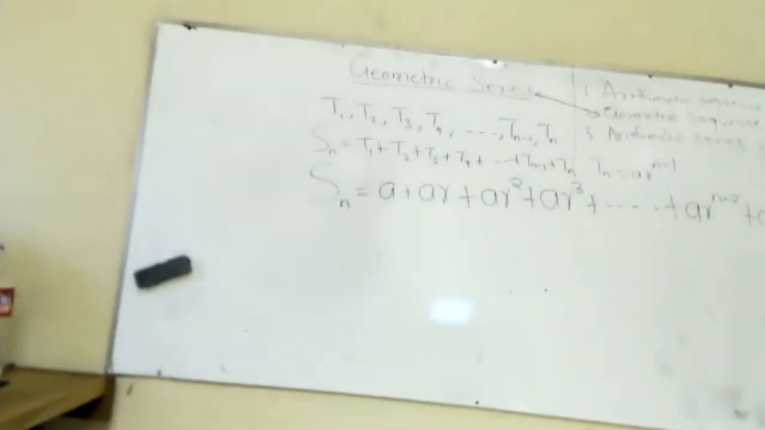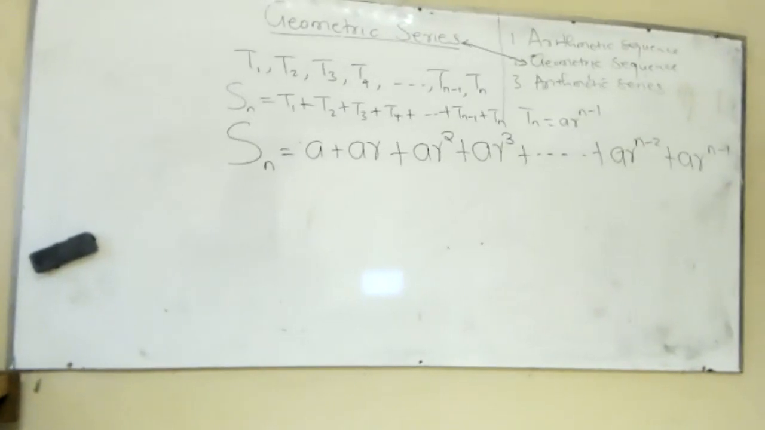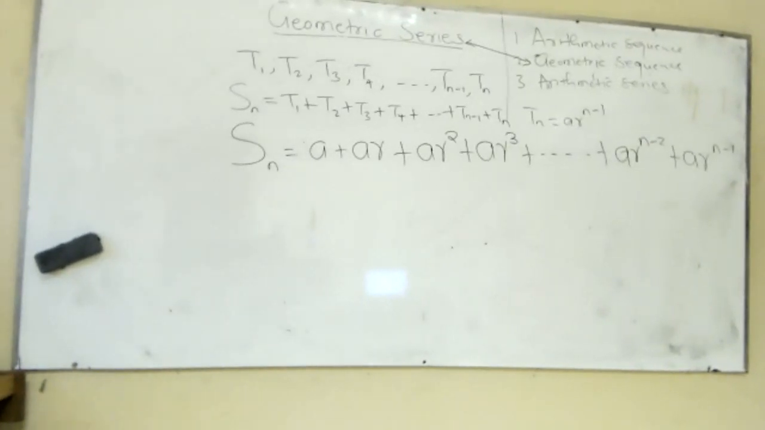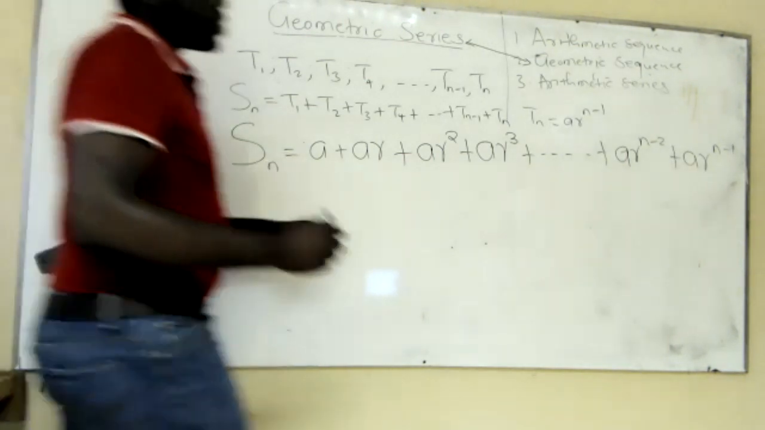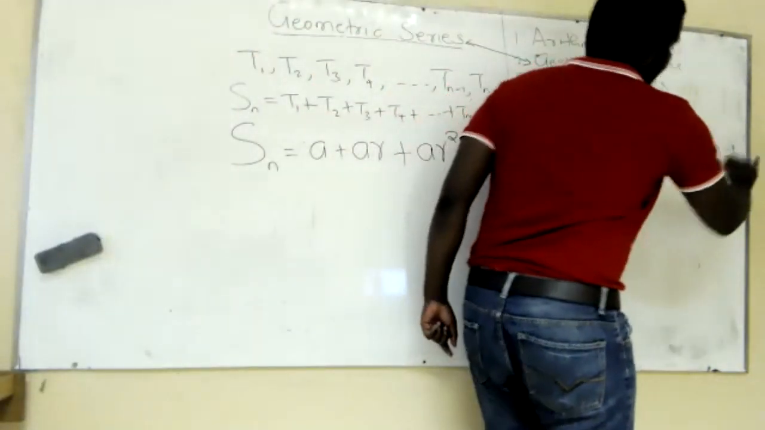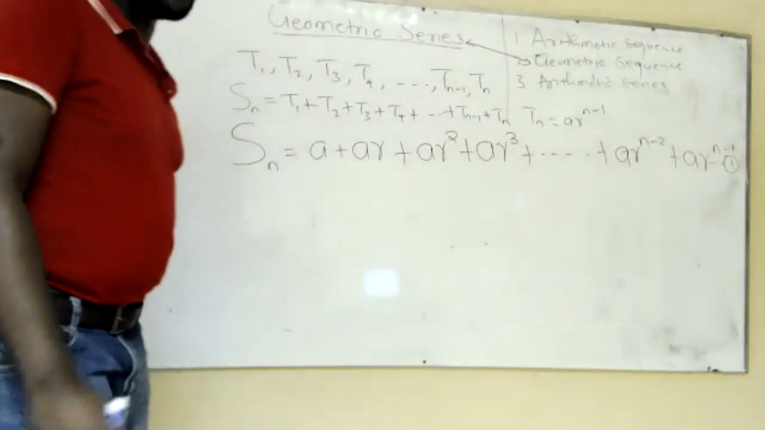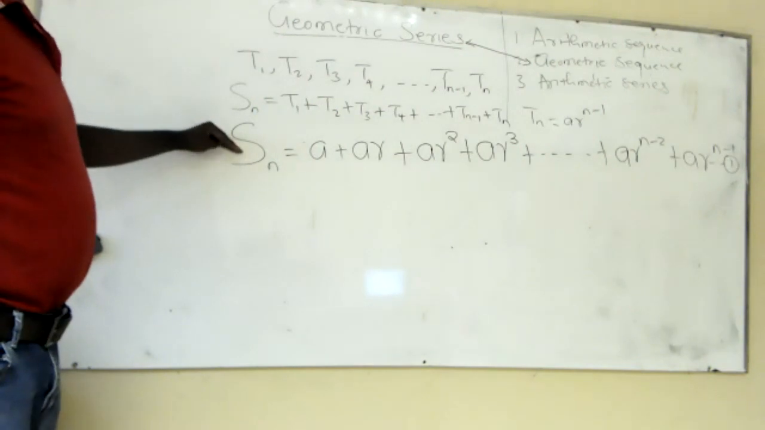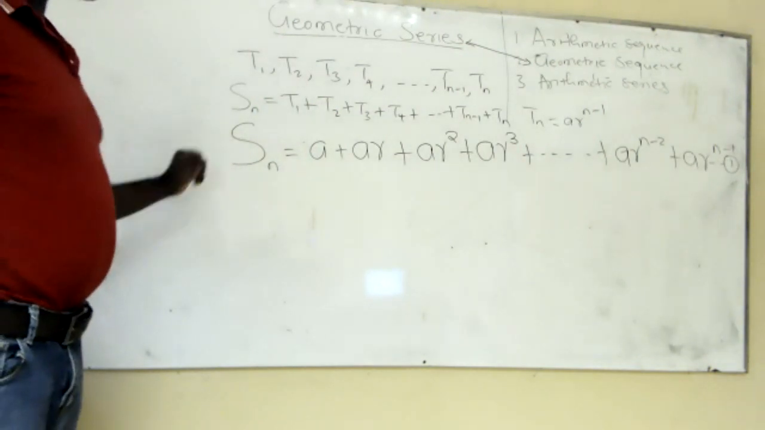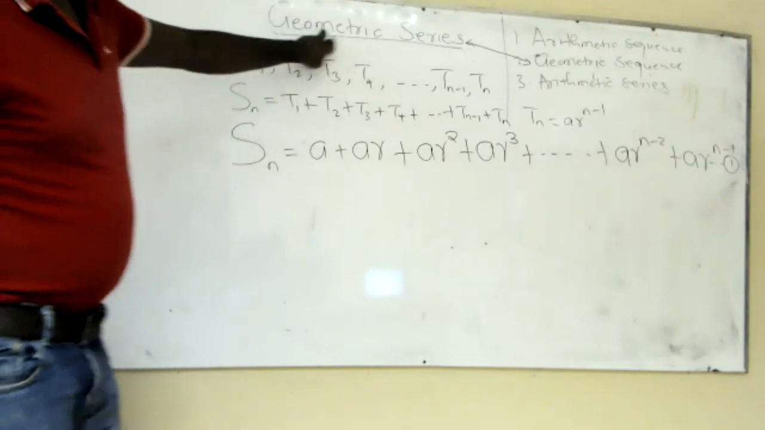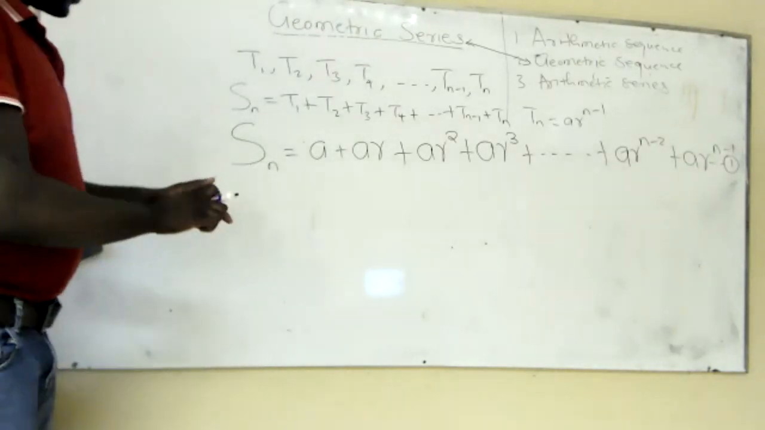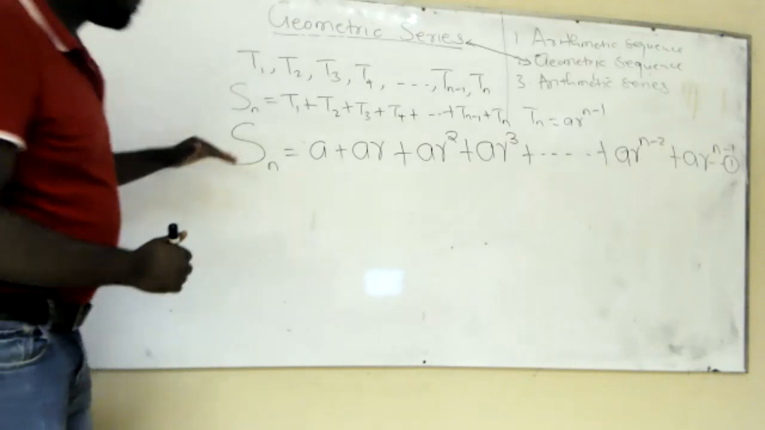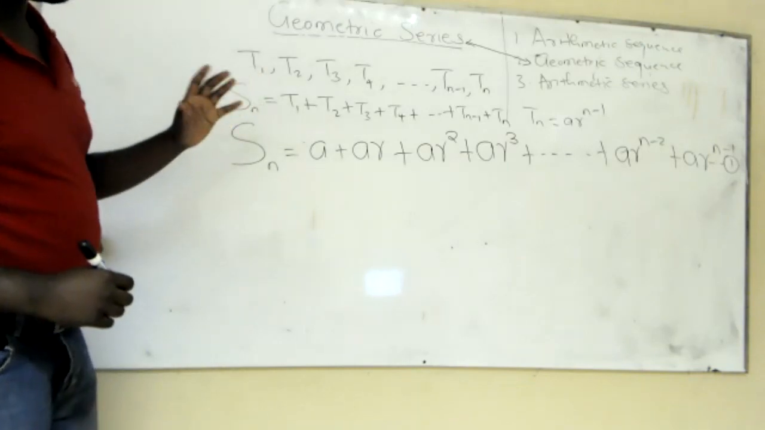Okay, let me adjust the camera so that maybe some of you who cannot see what you have there can be able to see. Okay, there we are. This is what is called equation number 1. This equation is very, very important. You must know how we arrived at this, because it's going to play a crucial role in deriving the formula for geometric series. So after obtaining that, you can then go to equation number 2.